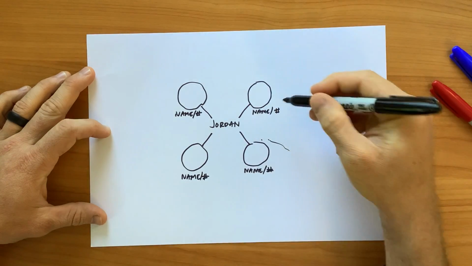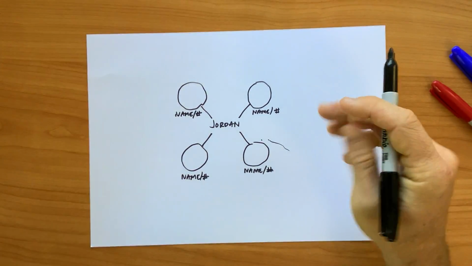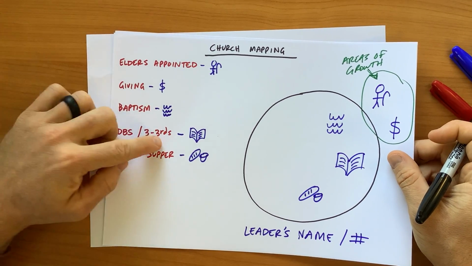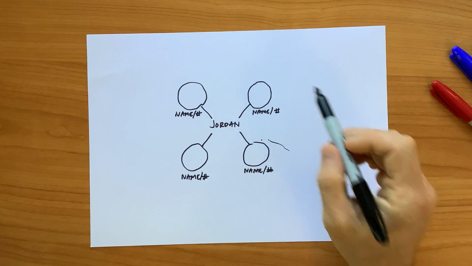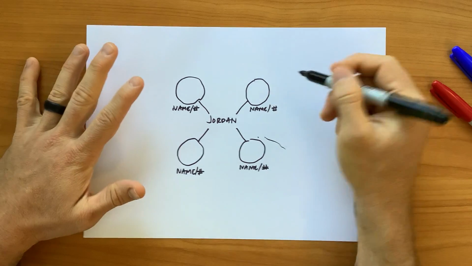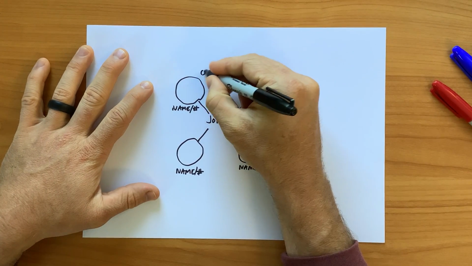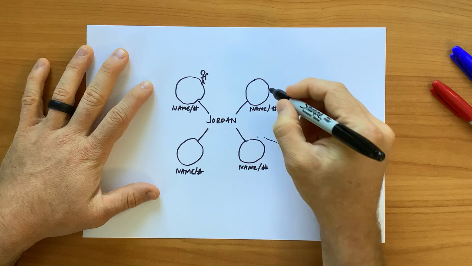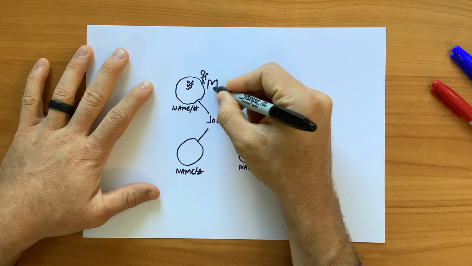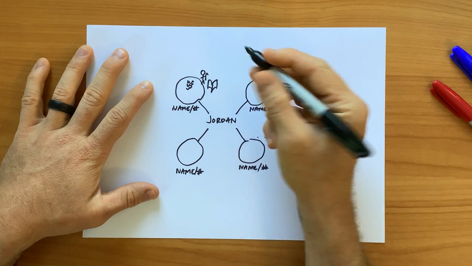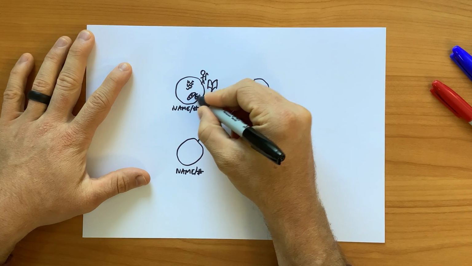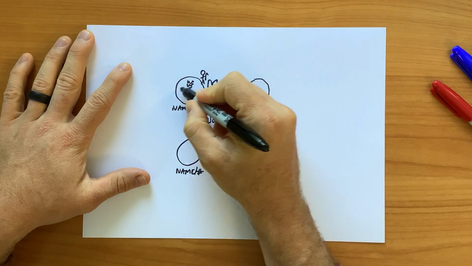Then outside or in the circle or outside the circle, you're going to take these 5 symbols and functions: elders appointed, giving, baptism, 3/3, and Lord's Supper. And you are going to put them inside the circles if the churches are doing them, and outside if not. So let's just say these right here, elders are not appointed, but they are baptizing, and they're really not doing 3/3. They're reading the Bible, but they're not really following the 3/3 process. They are doing communion, Lord's Supper, and they're giving.